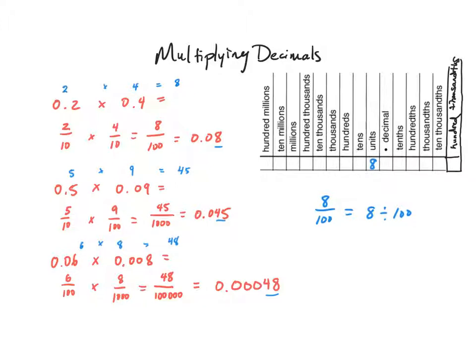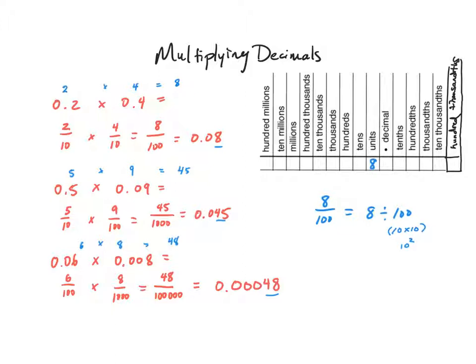Now, if you haven't learned about dividing by powers of 10 yet, this would be a good time to pause and watch my other video about dividing by powers of 10, because what I'm going to do next is take my 8 that I've placed in the units place, and divide it by 100. And 100 is really the same thing as 10 times 10, or 10 squared.